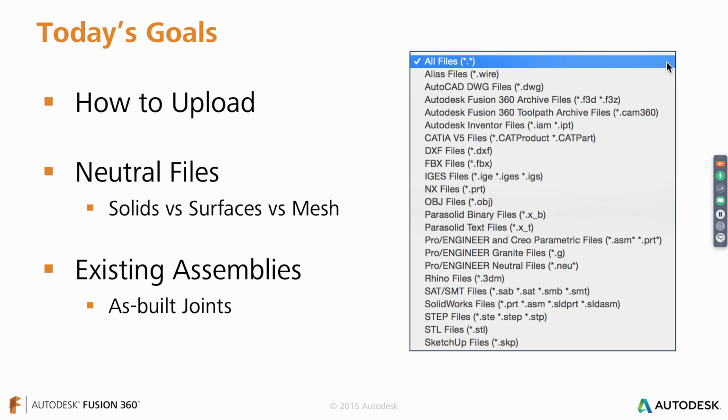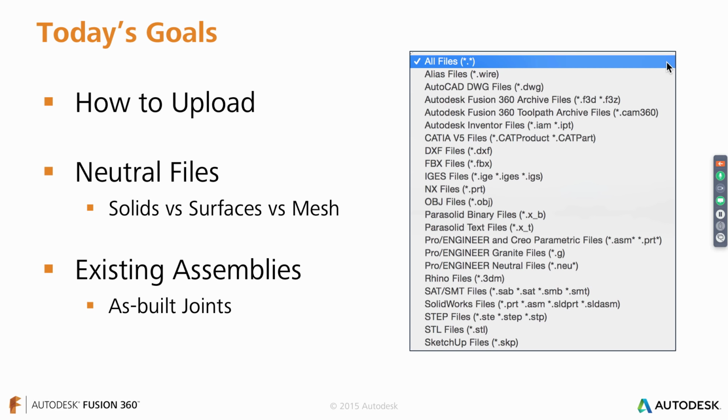So the goals for today's webinar is really to take a look at how do we upload files to Fusion 360, how do we work with neutral file types, what's the difference between solid files, surfaces, meshes, and what can Fusion 360 do to those file types and what might be different between them. And also I want to show how we go about importing an existing assembly and how we work with as-built joints to really save us a lot of work along the way.